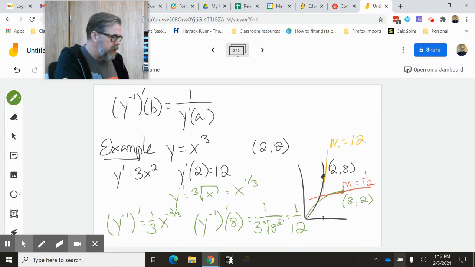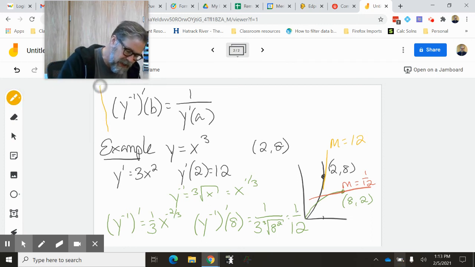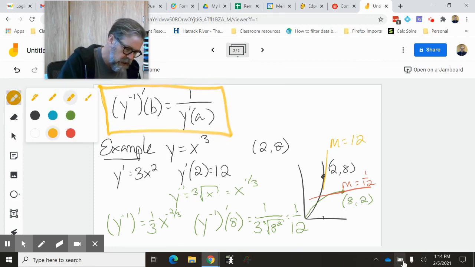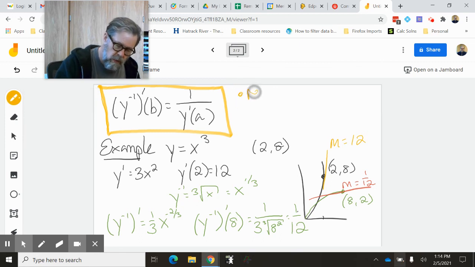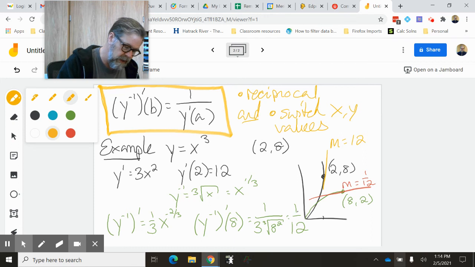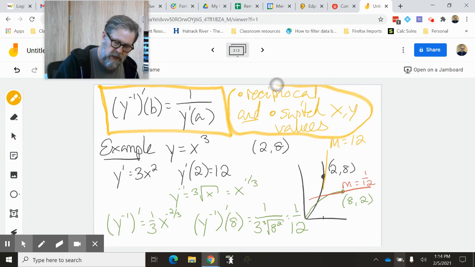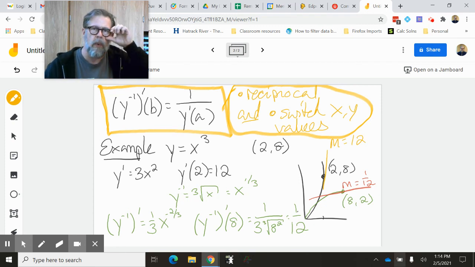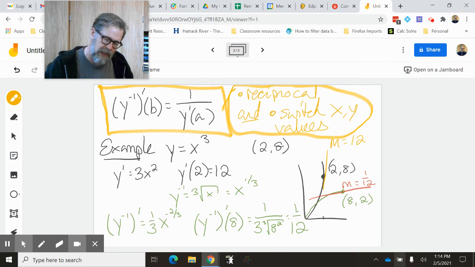All right. So what do you need to remember out of this? You need to jot this down. You need to remember that you need to worry about the reciprocal and switch the x and y values. That is really the big deal here when you're doing this, and this is where we tend to get confused, is that we maybe remember reciprocal, but we forget to then use the y value instead of the x value when we plug that in there.